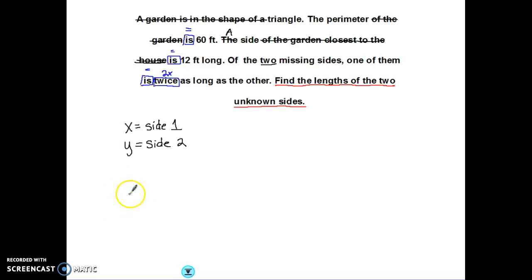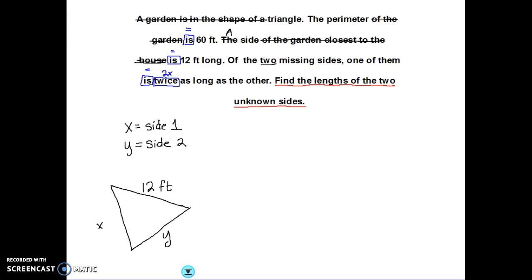So I have my garden or my triangle. The perimeter of the garden is 60 feet. I can't really add that to my picture quite yet. A side of the garden is 12 feet long, so I'm going to call one of my missing sides 12 feet. Of the 2 missing sides, one of them is twice as long as the other. Well, I know that x is side number 1 and y is side number 2.